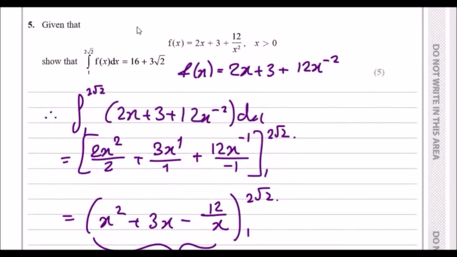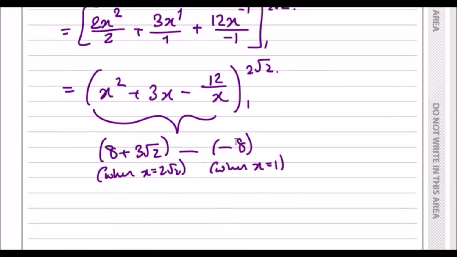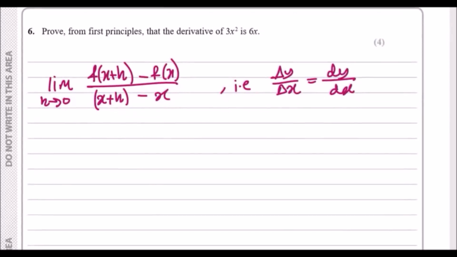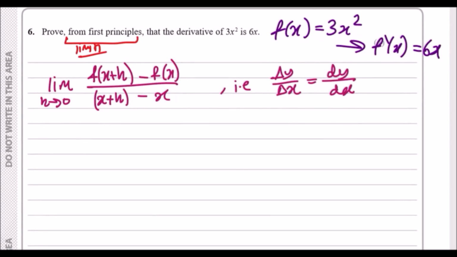And when you plug this all in, you can clearly see that 8 minus minus 8 is 16. And then you can have 16 plus 3 root 2. Easy stuff. Not bad. Now let's move on to 6. Question 6. Let's go. Prove from first principles that the derivative of 3x squared is 6x.